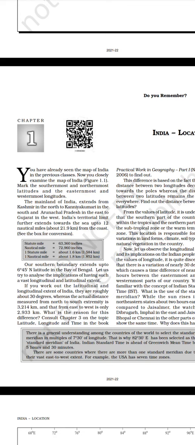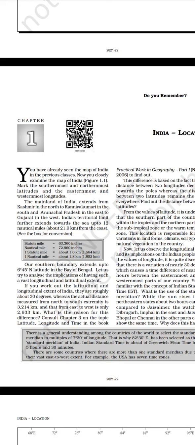From the values of latitude, it is understood that the southern part of the country lies within the tropics and the northern part lies in the subtropical zone or the warm temperate zone. This location is responsible for large variations in landforms, climate, soil types, and natural vegetation in the country.